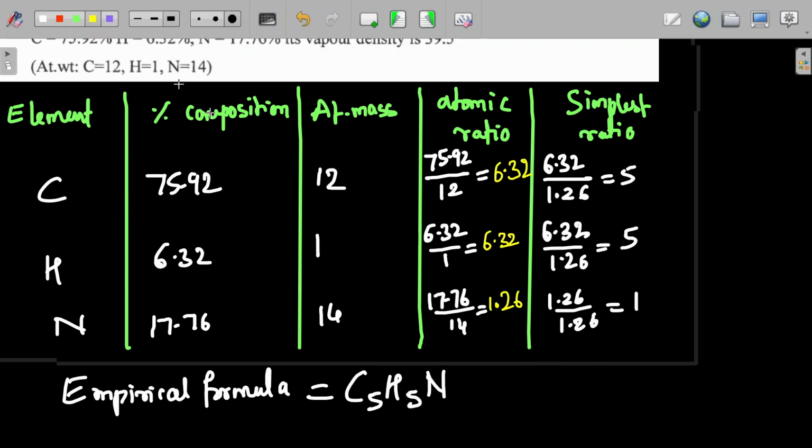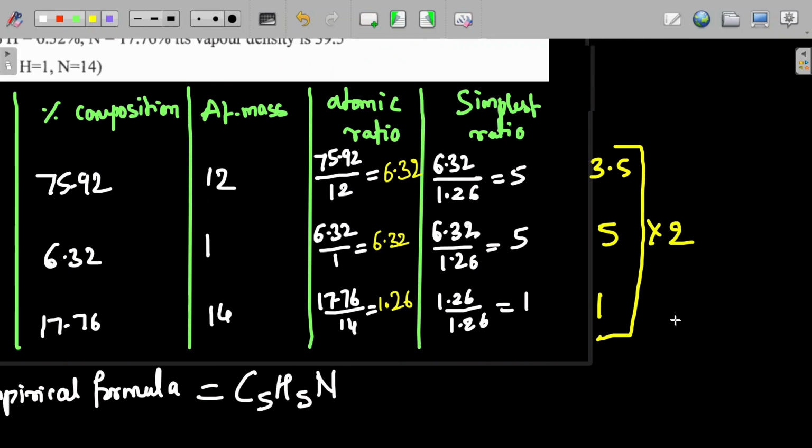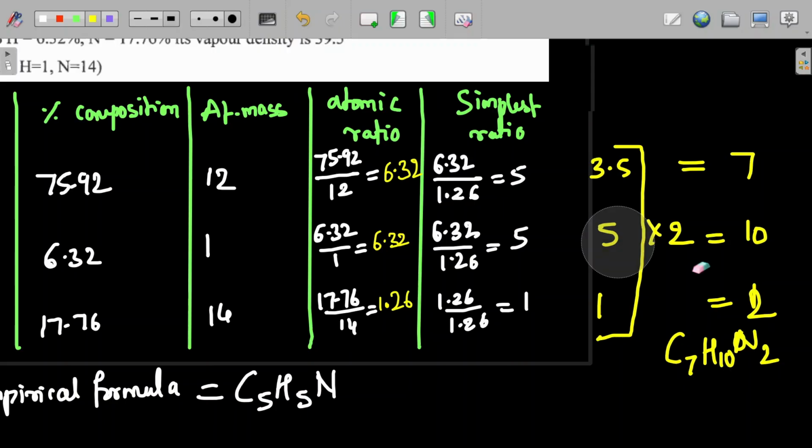C5H5N. Correct. Now see, imagine in one of the questions, in simplest ratios, you got 3.5. This one has 5, this one has 1. Now what to do? You always have to take a whole number. You can't keep it as carbon 3.5. So in that case, you have to multiply all of these three simplest ratios with 2, to make it whole number. So 3.5 into 2, 7, 5 into 2, 10, 2. Then your empirical formula will be C7H10N2. But in this case, it is not. Whenever it comes, that time you have to do like this.